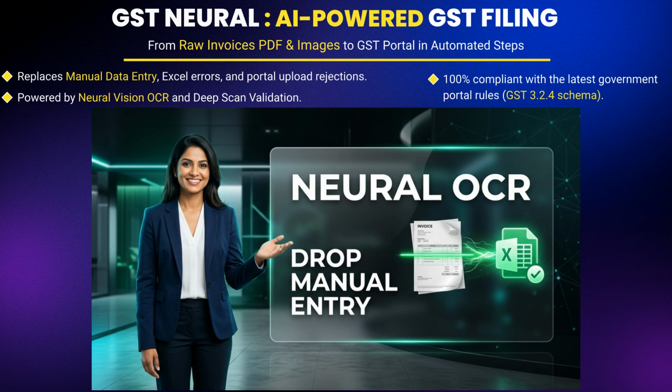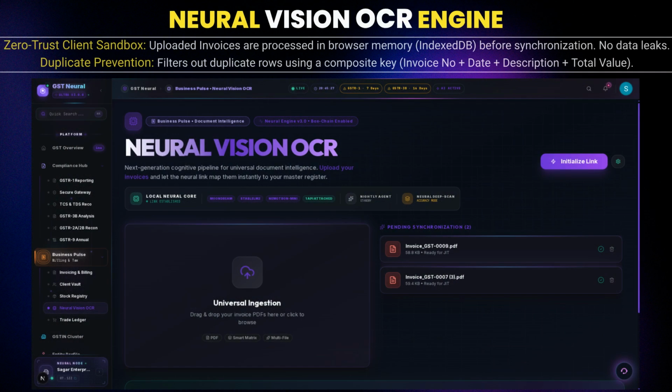Welcome to this video on GST Neural, an AI-powered solution designed to automate your GST filing. It replaces manual data entry and common errors, ensuring full compliance with the latest government portal schemas. The Neural Vision OCR engine features a zero-trust client sandbox, keeping your invoices secure in browser memory. It also includes built-in duplicate prevention by filtering rows based on unique transaction identifiers.